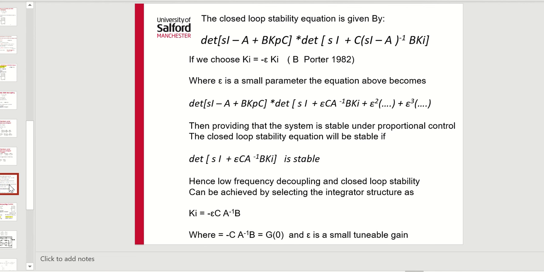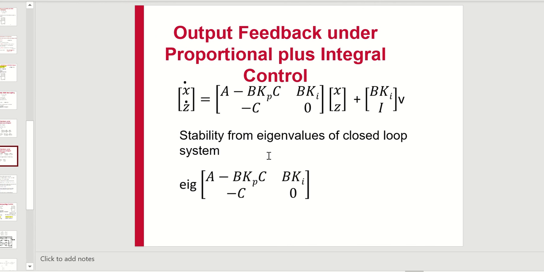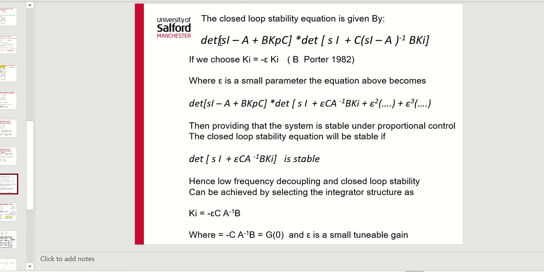Now we can use Schur's formula to simplify this block transfer function into two separate smaller transfer functions. So that gives us that the determinant of sI minus A minus BKpC, that's the proportional part of the controller, becomes part of the stability equation. So if the proportional control is stable, that's a necessary condition. Then we've got the determinant of sI plus G(s)BKi. Also, the eigenvalues of this now have to be stable as well.